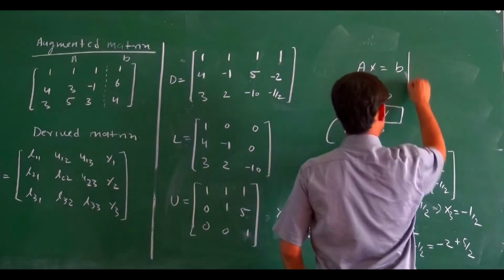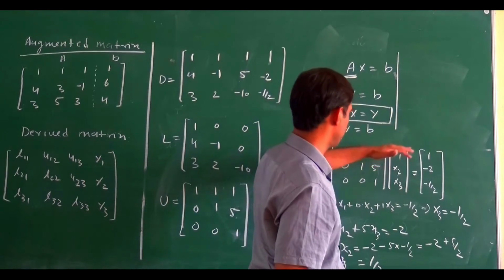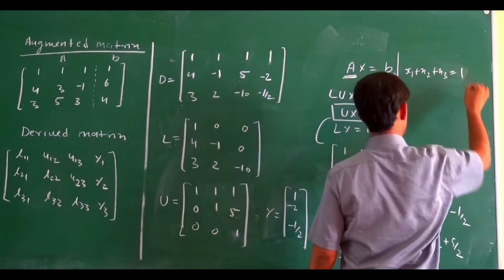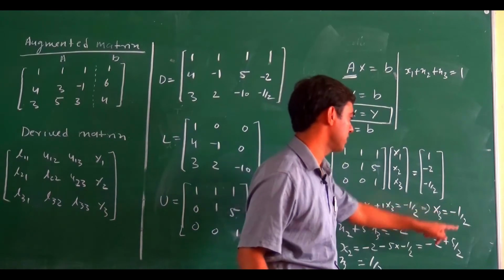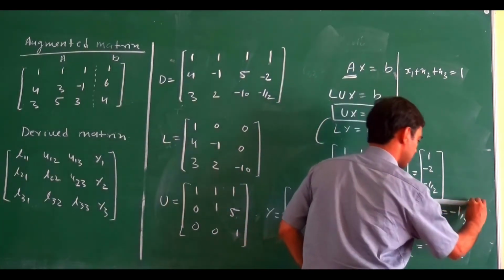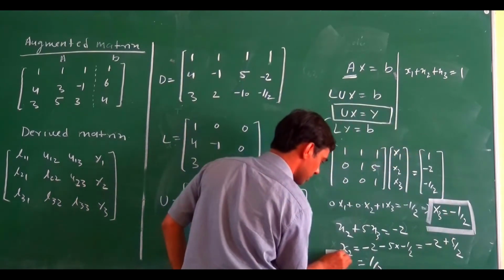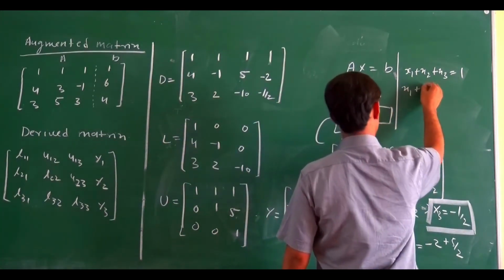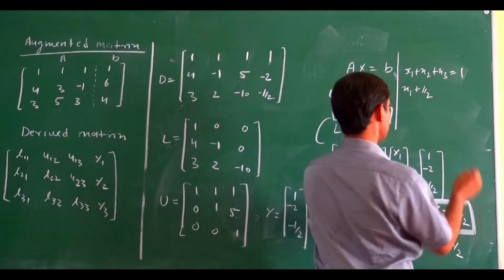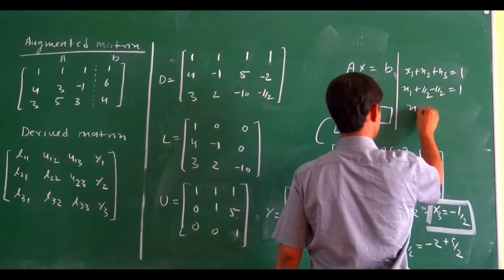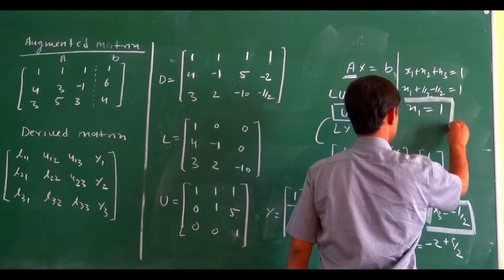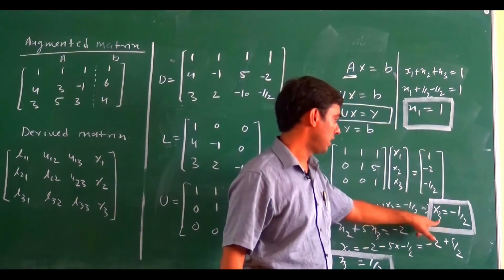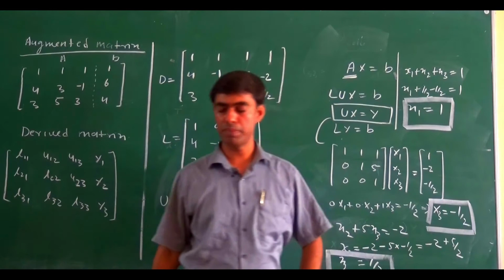Now how do we find the value of x1? If we multiply the first row by this column, this becomes x1 plus x2 plus x3 equals 1. What is the value of x3? x3 is minus 1 by 2. And x2 is 1 by 2. Here we put x1 plus 1 by 2 plus minus 1 by 2 equals 1. So x1 equals 1. This is the result: x1 becomes 1, x2 becomes 1 by 2 and x3 becomes minus 1 by 2.